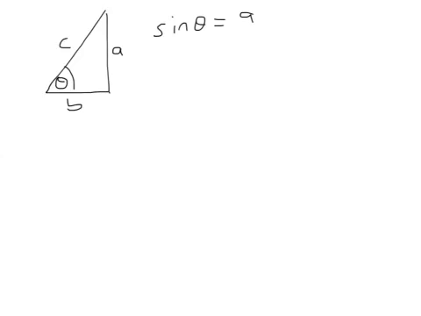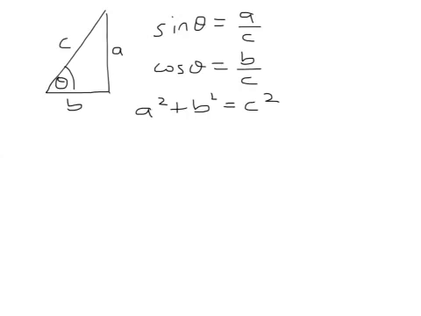Okay, let's go back to year 10, where we had your first encounter with trigonometry. Let's call that A, let's call that B, let's call that C. You know that sine theta is opposite over hypotenuse, and you know that cos theta is adjacent over hypotenuse. You also know that A squared plus B squared equals C squared because of Pythagoras.